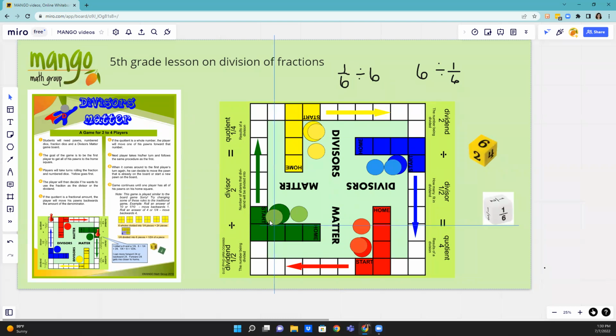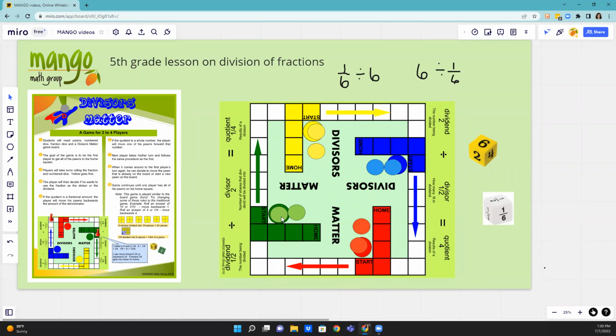So the goal of the game is to get your pawn all the way around the board and into your home spot. You have to get two pawns all the way around the board to the home spot. If it happens that you can go backwards, you can get an advantage in trying to get into home. So there's some strategy in which one you want to place first, and whether you want your fraction as your divisor or your whole number as your divisor. There's a lot of strategy in the game.